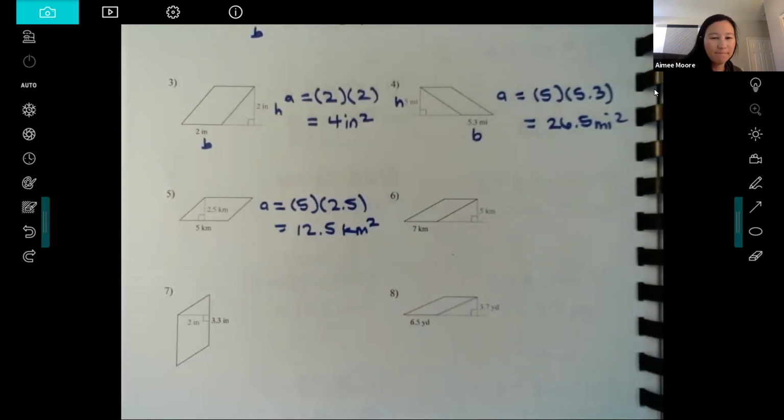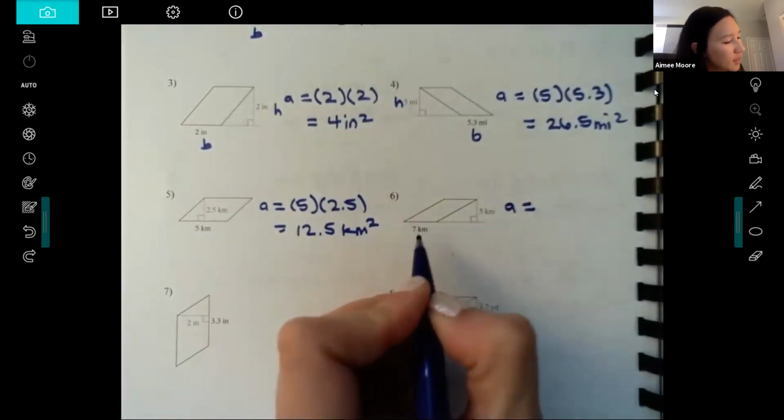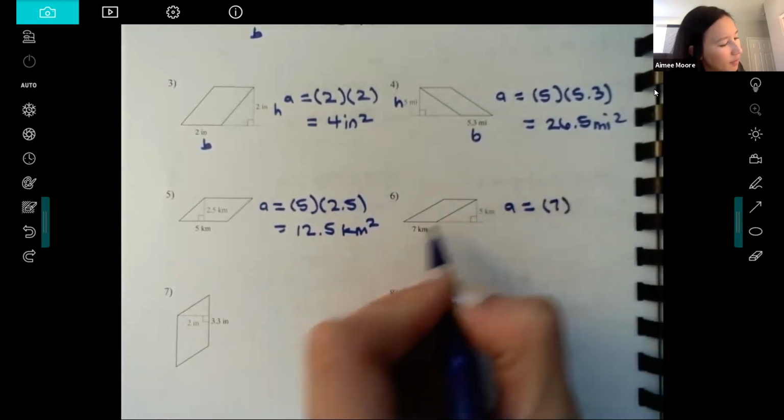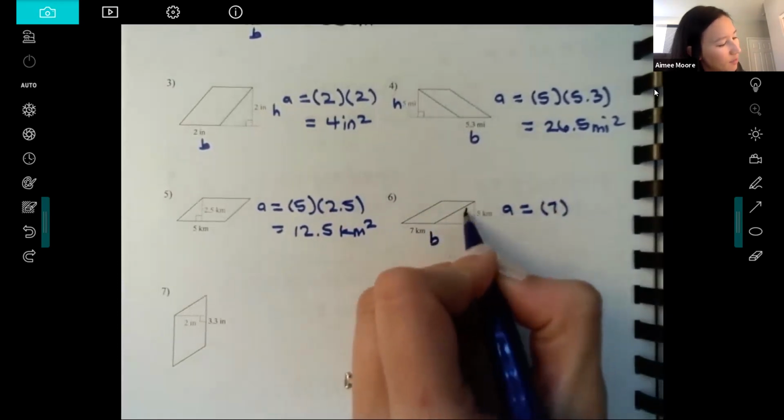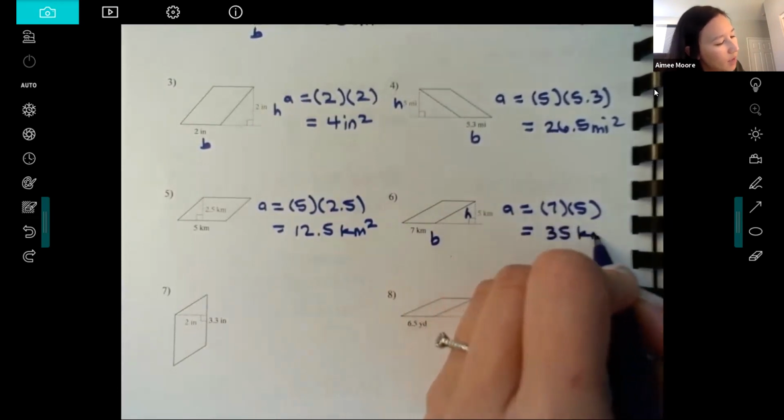Okay, I got it. You got it? Oh, perfect. Okay. That makes it a lot easier. So the base for number 6 is 7. And then the height is 5. 7 times 5 is 35.